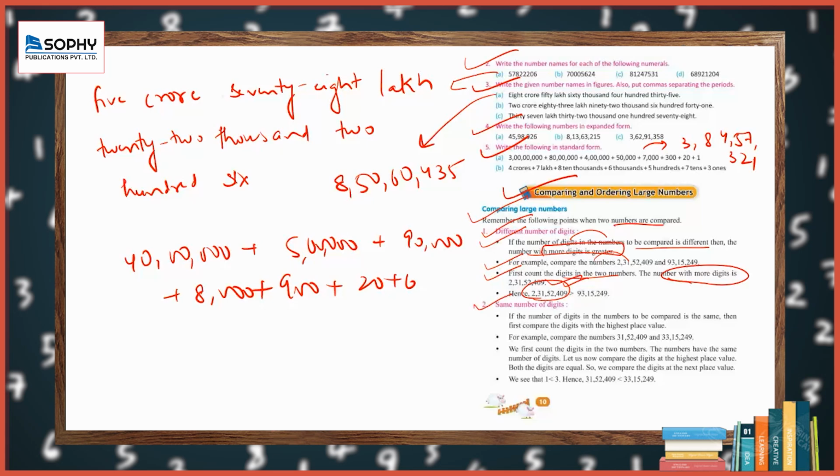Next is when we have the same number of digits. If the number of digits in the figures to be compared is the same, then we will first compare the digits with the highest place value. For example, we will compare the numbers. After that we will compare the other digits. Now we first count the digits in the two numbers. The numbers have the same number of digits. Let us now compare the digits at the highest value place, that is both are equal, that is 3 and 3. After that we compare the digits at the next place, that is 3 is greater than 1, that means the right number is greater than the left one.